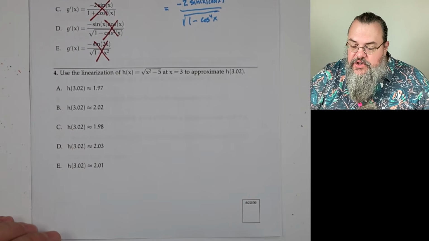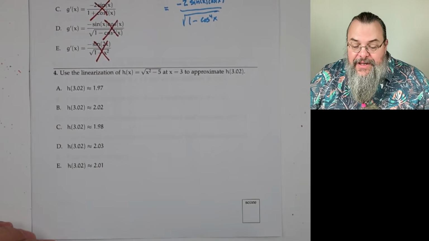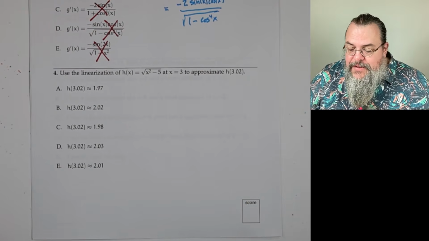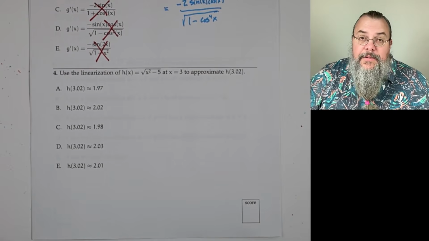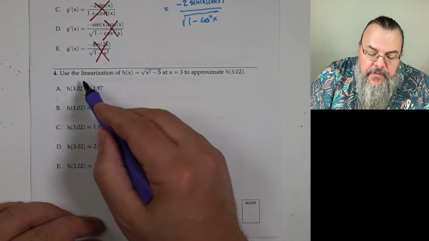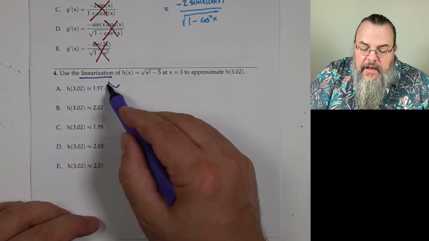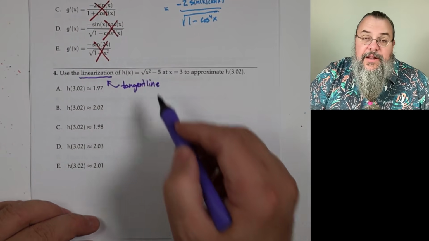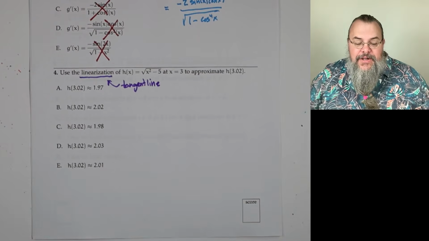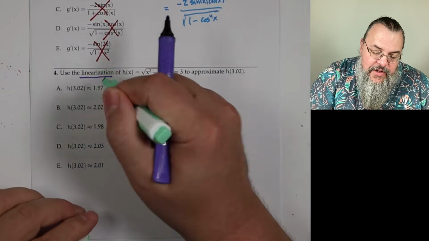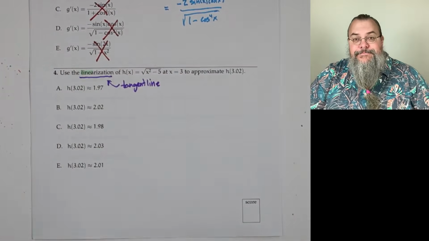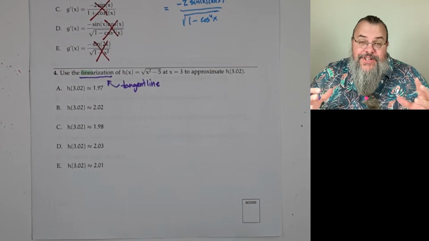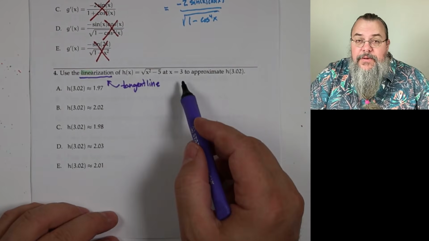Use the linearization of h of x as the square root of x squared minus 5 at x equals 3 to approximate h of 3.02. Now there's a big word here, linearization. It's going to be a hard word for me to say sometimes. And that word is also known as tangent line. So if you see a linearization, think tangent line. There's a clue, right? Because the linearization starts with line. So there's that connection. So you say, find the tangent line of the function at x equals 3.